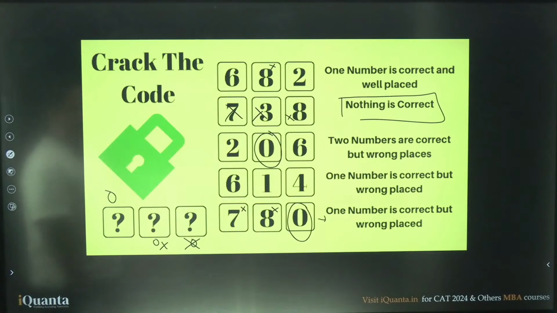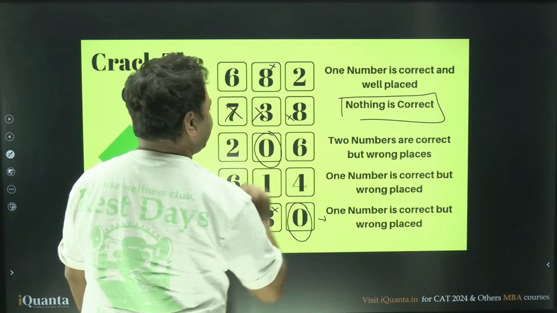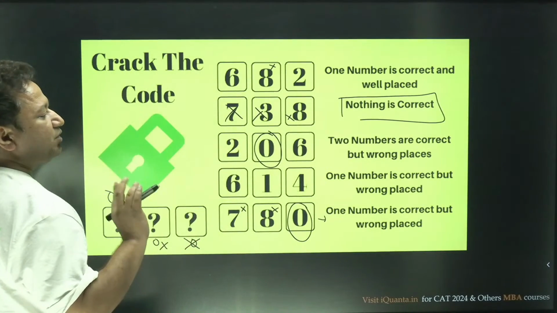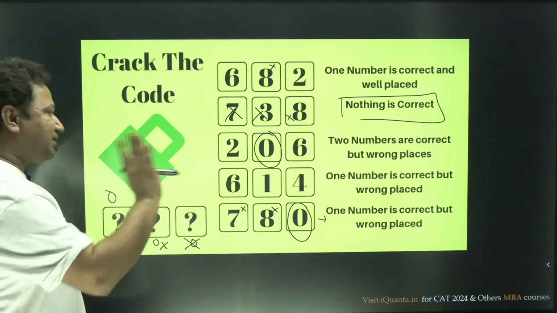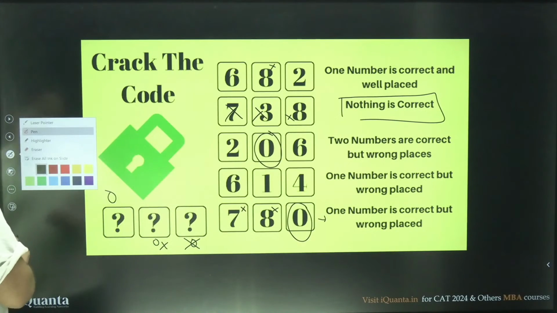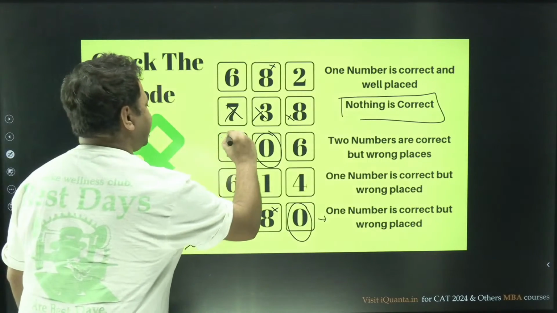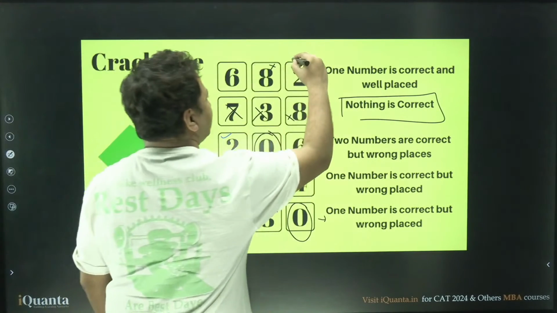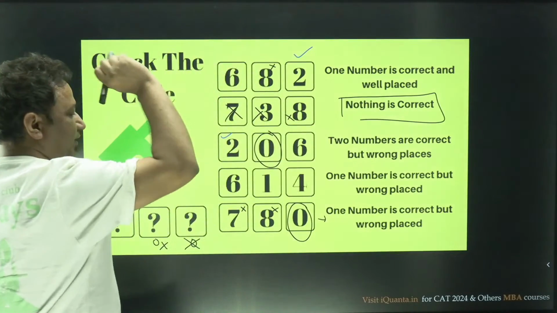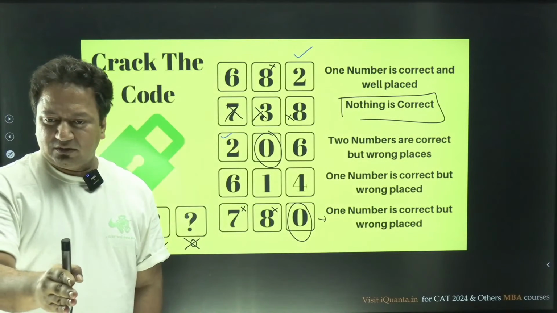Okay. Now what? Two numbers are correct but wrong places. So now we have to take two different cases. Let's assume, I'll change the color for the sake of your understanding. Let's assume that 2 is correct. Okay. I'm assuming 2 is correct, but it is in the wrong position. 2 is correct. So let's pick over here. We have 2 in 2 places. I'm taking cases. Either 2 is correct or 6 is correct.